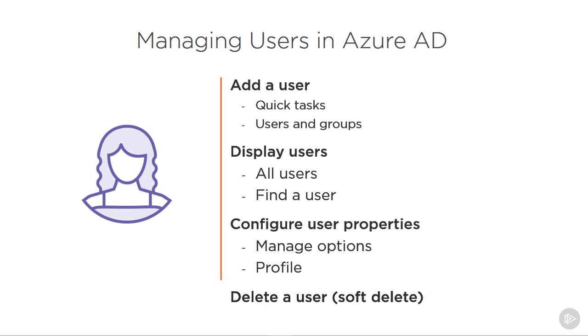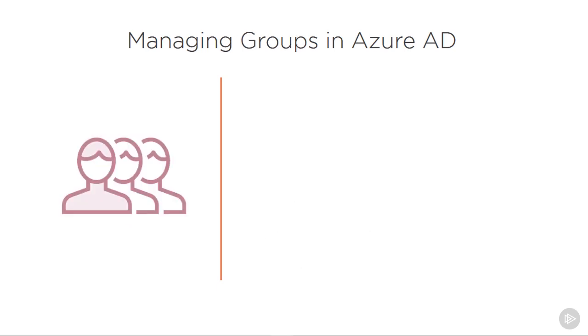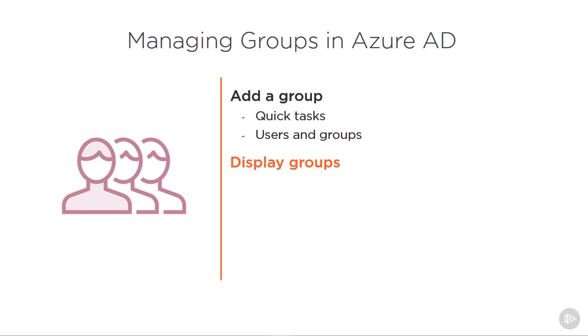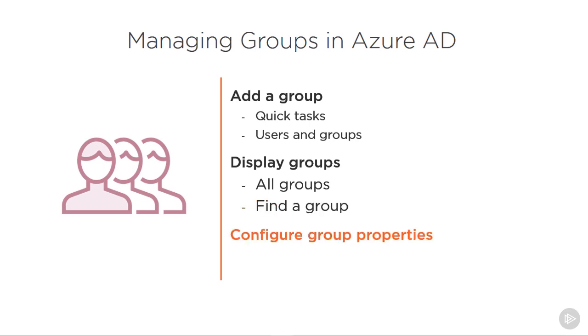In addition to users, we may want to work with groups of users. So we need to talk about managing groups in Azure AD as well. We can add a group using quick tasks as well as users and groups, very similar to what we did with our users. We can display information about groups. We can look at all the groups, or we can locate a group. Again, very similar to what we did with our users. And we can configure group properties using manage options. And of course, we can delete a group, and they will also hang out for 30 days in the recycle bin. So we'll look at these as we go through the Azure Active Directory Admin Center interface.